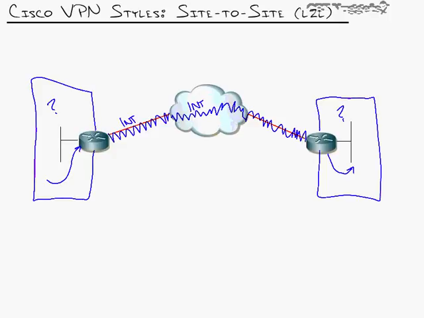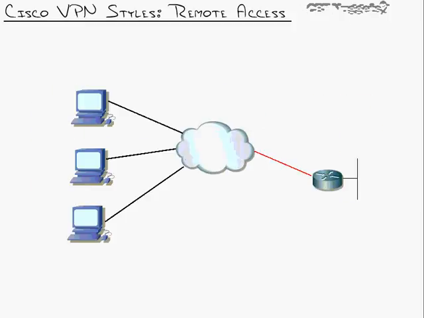something you're paying a lot of monthly charges for. If the site-to-site or LAN-to-LAN VPN links our offices, remote access VPNs link our homes or our laptops, depending on where we are in the world. A remote access client is usually, not always, but usually installed on a PC.